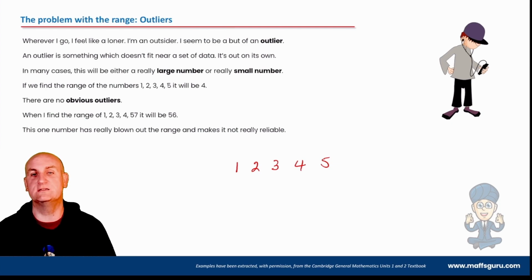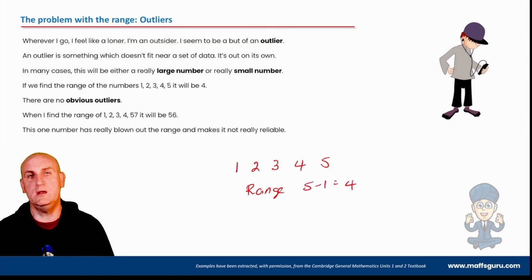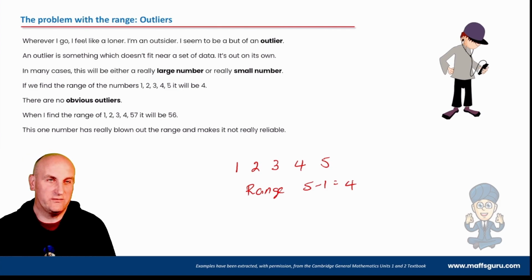The range is going to be the biggest number minus the smallest number. So in that situation, the range is going to be 5 minus 1, which is basically 4. Nice, right? That sort of makes sense.